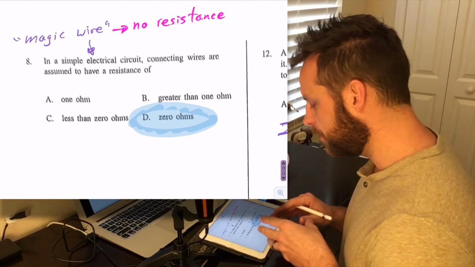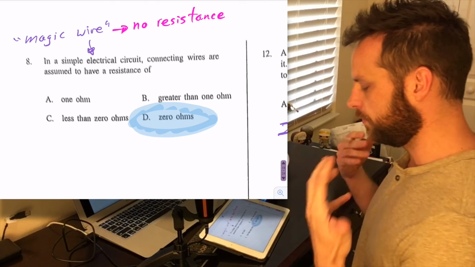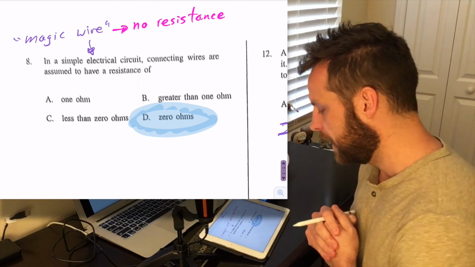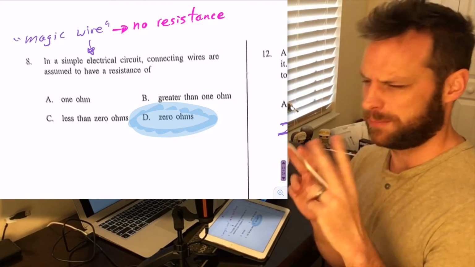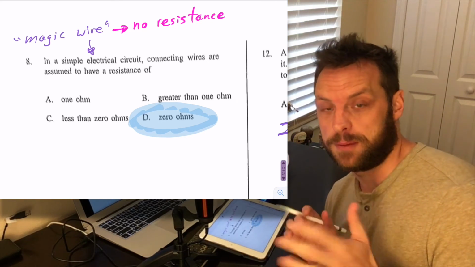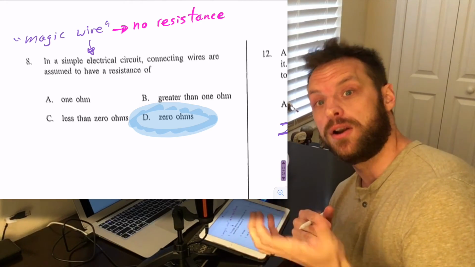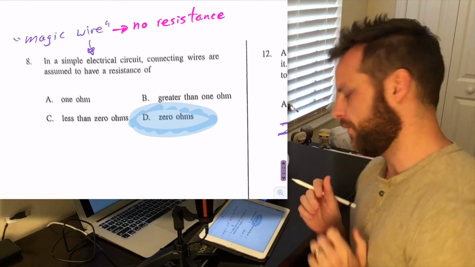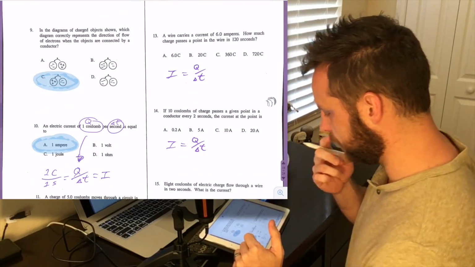Number 8, it says, in a simple electric circuit, connecting wires are assumed to have a resistance of, and the answer is 0 ohms. Now, ohms is the unit for resistance. And in basic physics, we have to talk about wires like they're magic wires. So we have wires that have no resistance to them because it's pretty difficult to factor in the resistance of the wire in addition to the resistance that all the little resistors are giving us in the circuit. So use magic wire with no resistance.